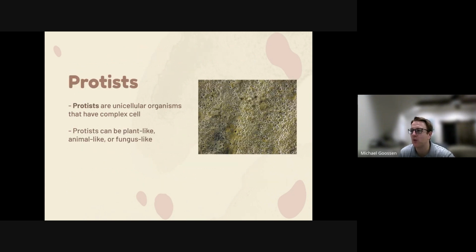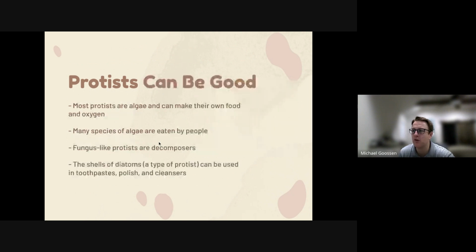And last, we got protists. Okay, so they have a complex cell. Unlike bacteria, who have a simple cell, they have a complex cell. And they can be plant-like, animal-like, or fungi-like. Okay, and they can be good or bad.